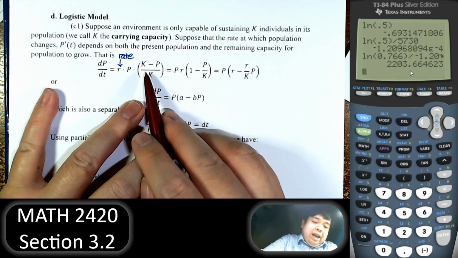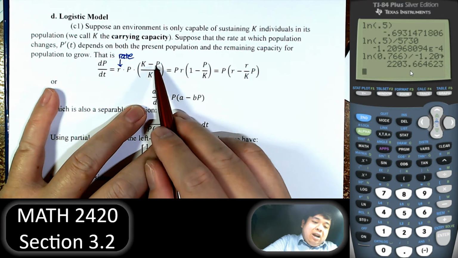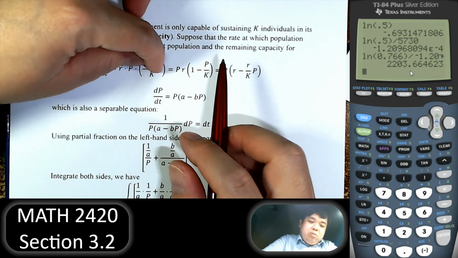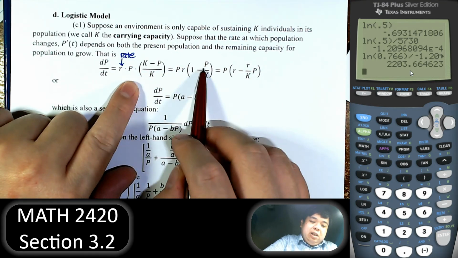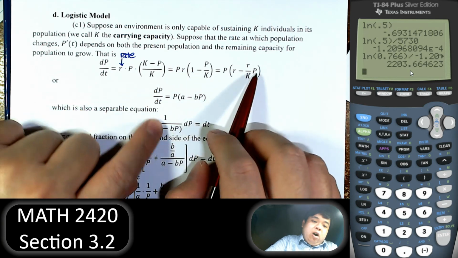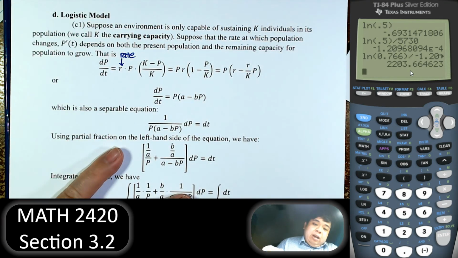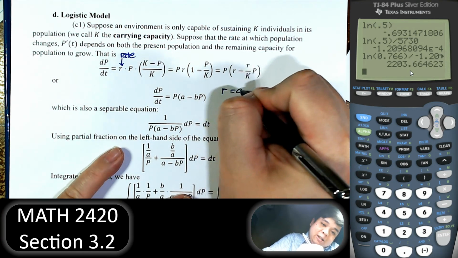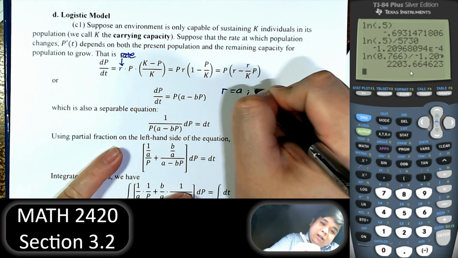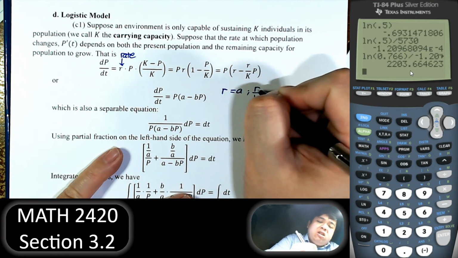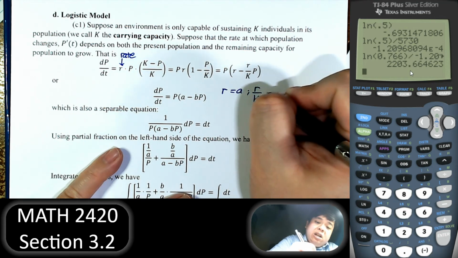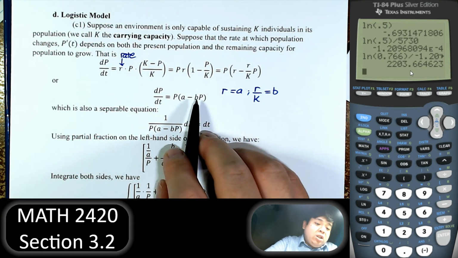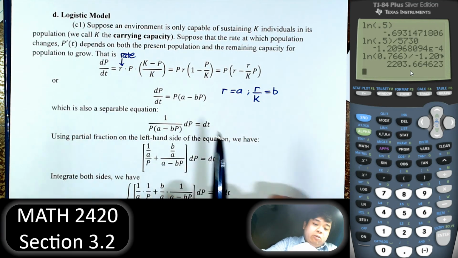Right, so with that, we factor out the P, and we have this r. We split this: K over K is 1, P over K is that, and then we multiply by the r. Now, if we let r be equal to a, and r over K be b, all of them are constant: the rate is constant, the carrying capacity is also constant. So we have this equation. Also a separable equation: move the dt over, move that over, we have that.